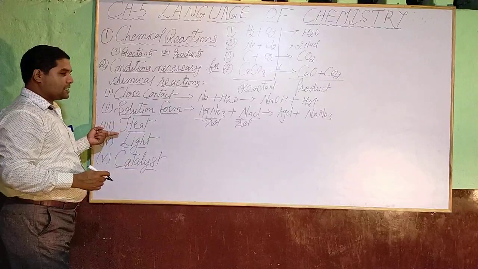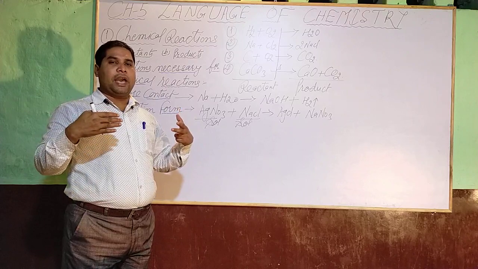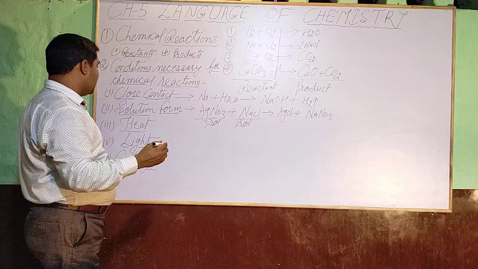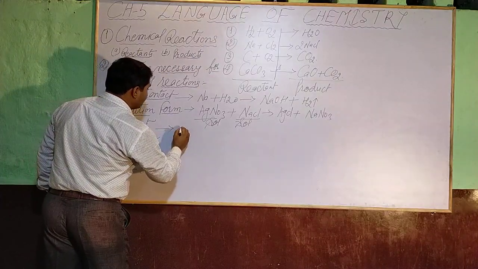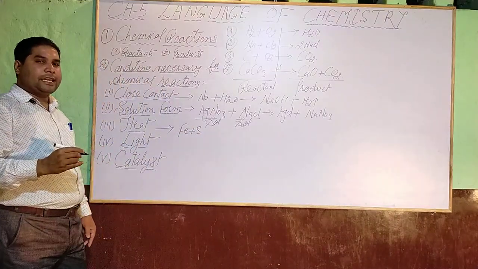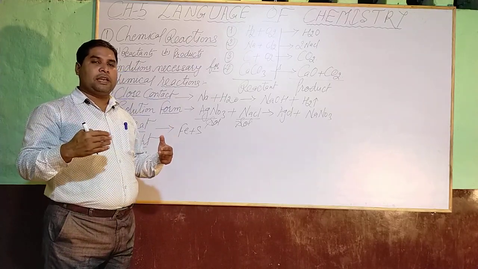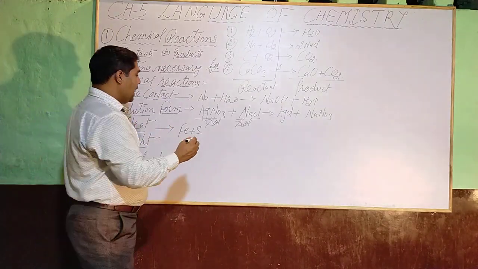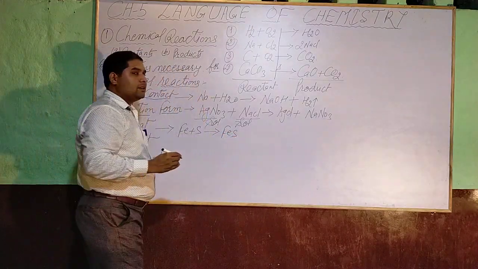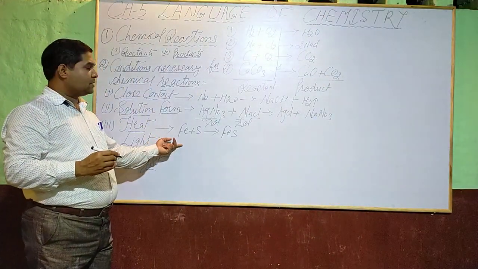Next we will see heat. Heat is a factor which helps two elements react with each other and a new product is formed. Let us see the example. Iron reacts with sulfur when it is heated. Iron can react with sulfur only when it is heated, and a new product is formed known as iron sulfide.